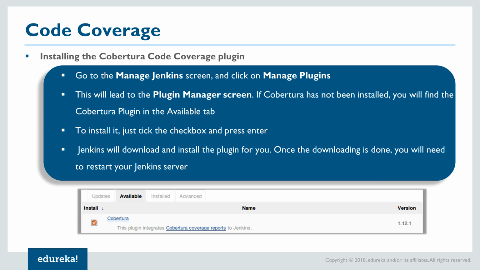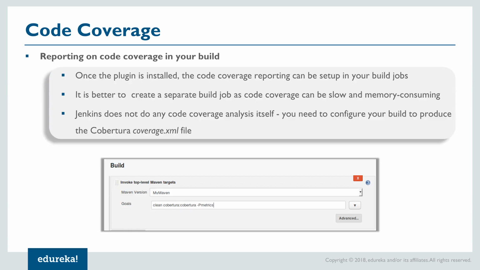So this is how it looks. As I said, first you can check on Installed, because many times it will be installed by default. If it is not there, come to the Available tab, search for Cobertura and install it. So Cobertura helps you in doing the code coverage, but there is one more aspect of reporting. Once the Cobertura plugin is installed, the code coverage reporting can be set up in your build jobs.